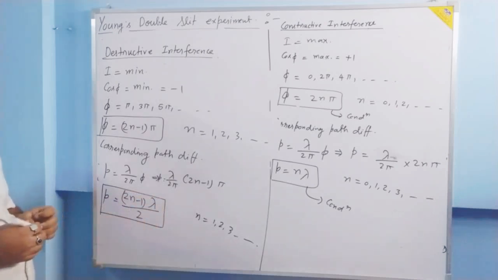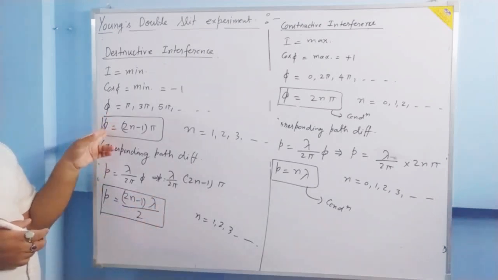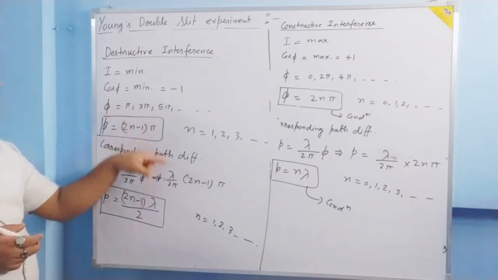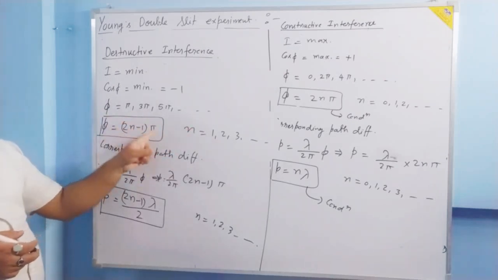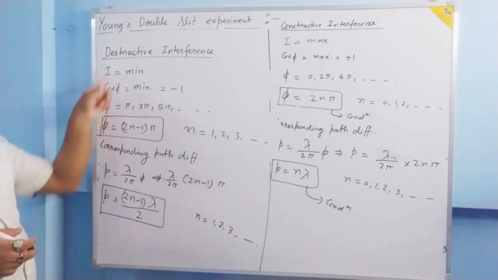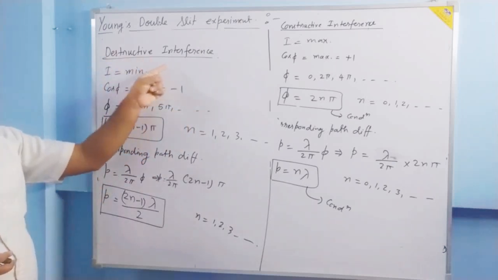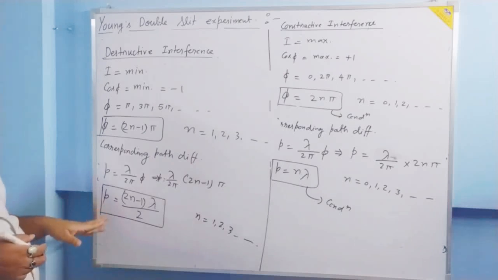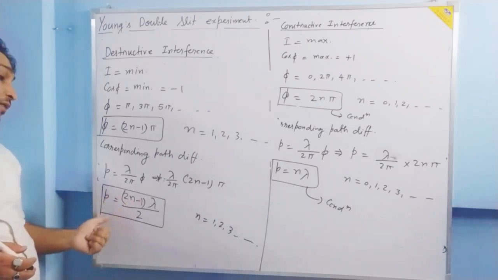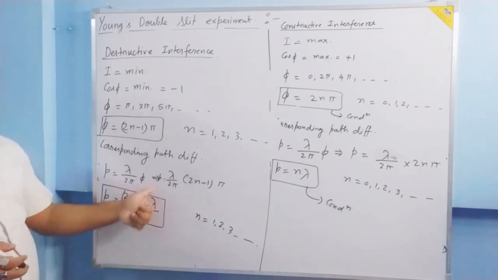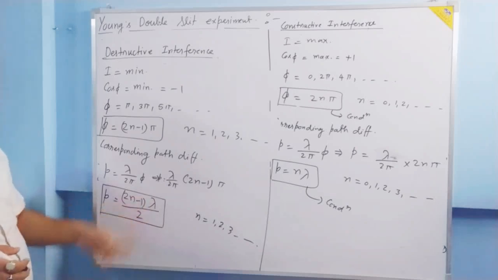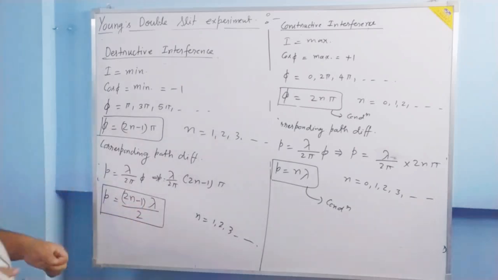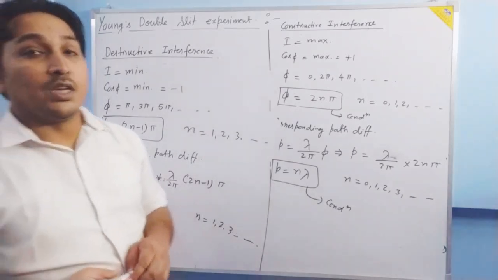So what we say is, whenever the phase difference is an odd integral multiple of pi, 1, 3, 5 like this, then destructive interference is formed. And in terms of path, whenever the path difference is an odd integral multiple of lambda by 2, then we have destructive interference. So these are the conditions.